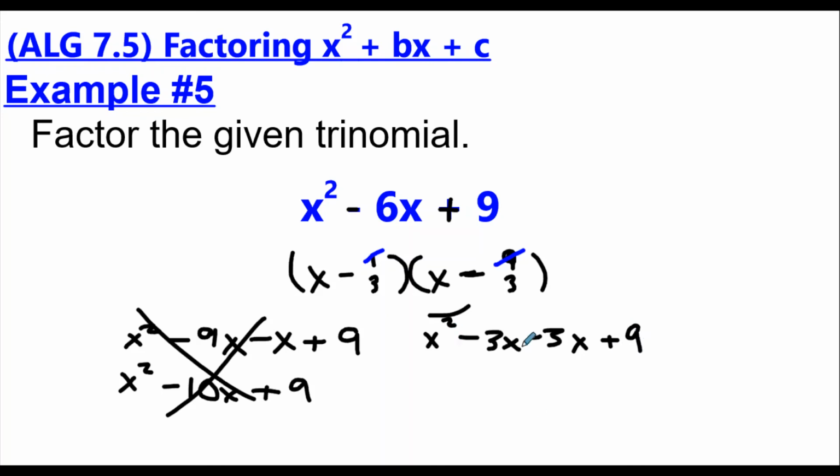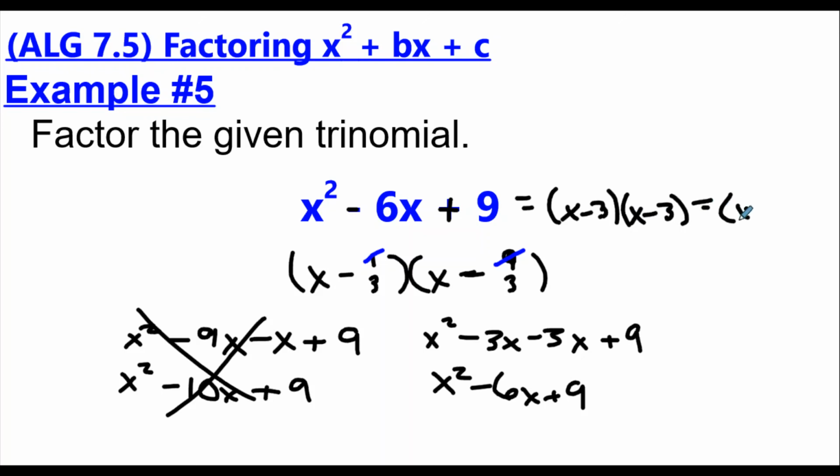Combining the like terms in the middle here, I get x squared minus 6x plus 9, and that is the original trinomial. So the factored form of this one is x minus 3 times x minus 3, which you can combine as x minus 3 quantity squared, and that is my answer, x minus 3 quantity squared.